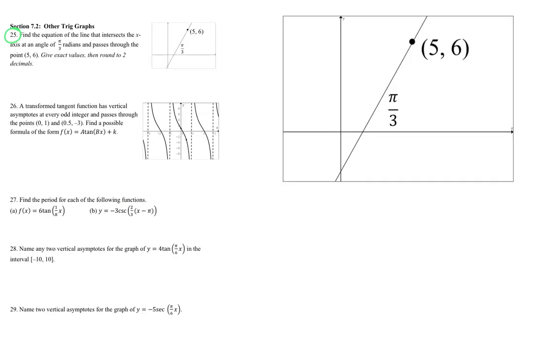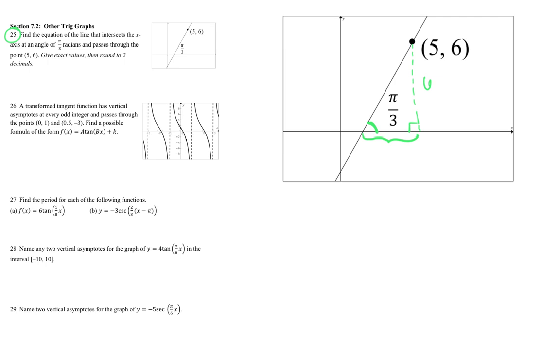Okay, so it's asking us to find the equation of a line that intersects the x-axis at this angle pi over 3 and passes through the point 5, 6. So we're going to drop like an imaginary line down here, and then we're going to pretend that this is a right triangle. And so we need to find rise over run, with this being our rise, 6, but we don't know the distance here.